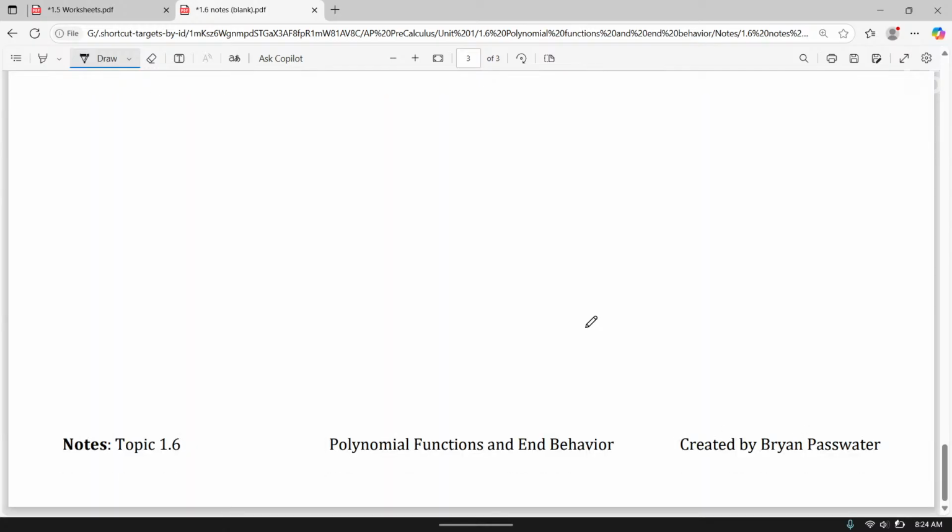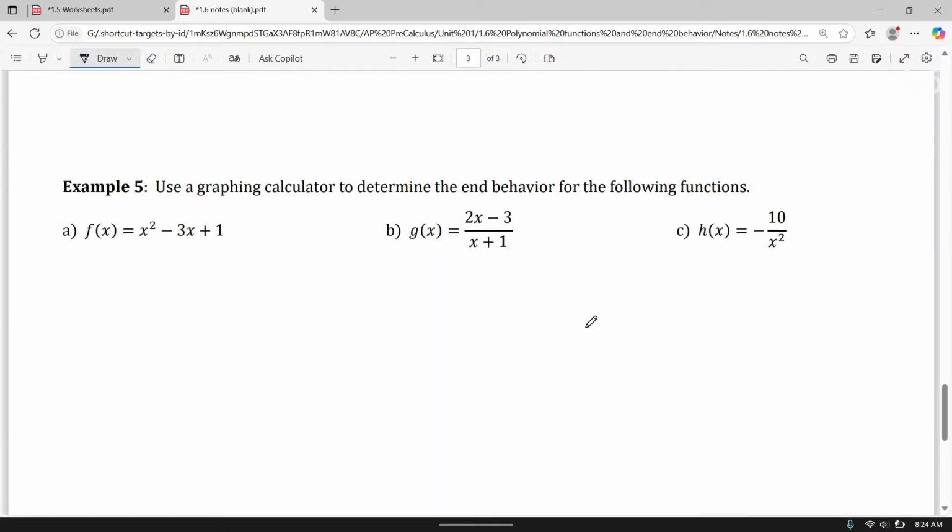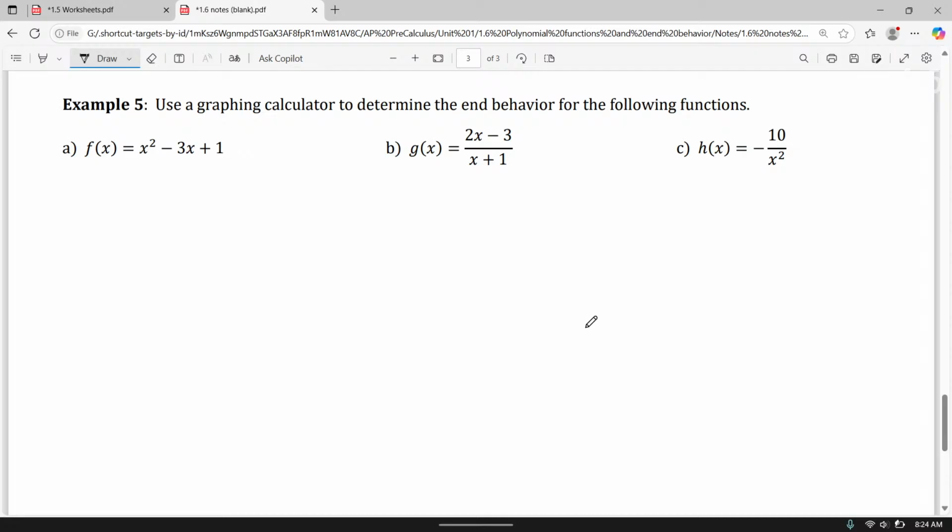Oh, what we got now? Is that it? Just 3 more left? Use a graphing calculator to determine end behavior. I don't need it for this first one. I know what it looks like. It didn't tell me how to write it. Probably limit notation. x goes to infinity. Limit, x goes to negative infinity. This is f of x equals. This is f of x equals.